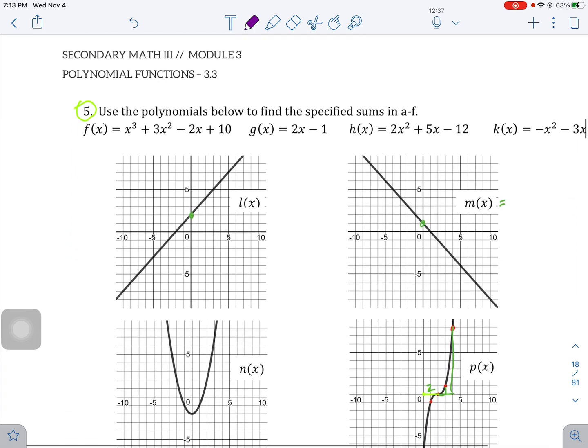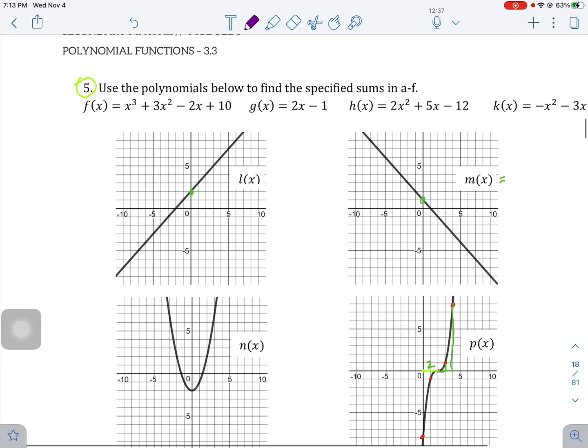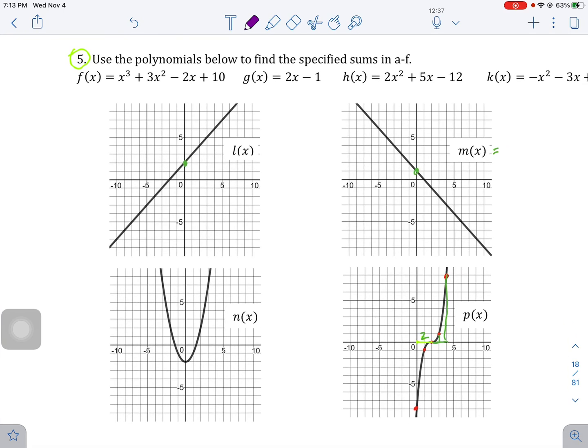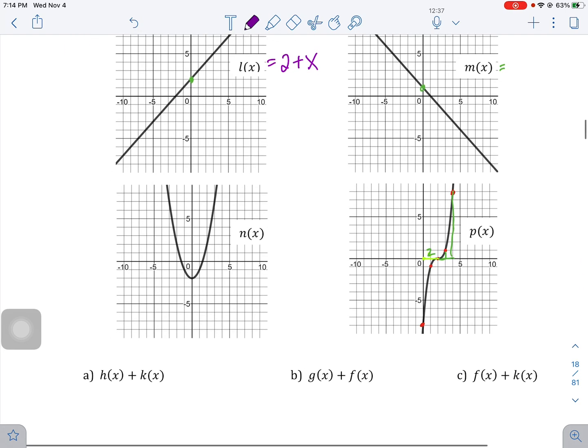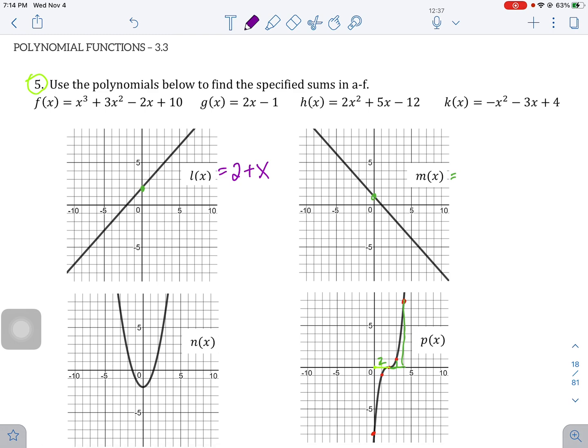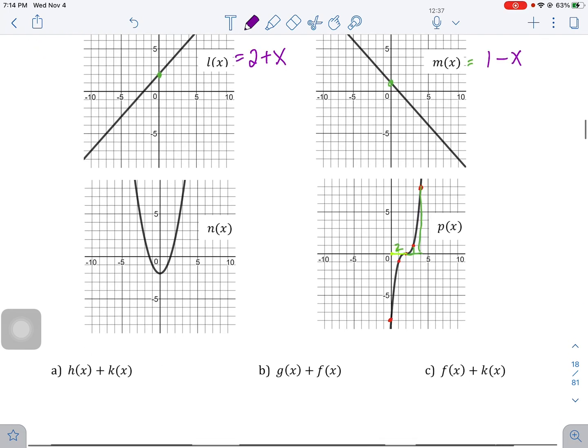Now, some other things that we can do are adding things graphically. So let's look at that. First, let's look at a couple of these functions here. Here's a linear function, and we notice the y-intercept is at 2, and the slope is 1, so 2 plus x. Here's another linear function. The y-intercept's at 1, and the slope is negative 1, so 1 minus x.